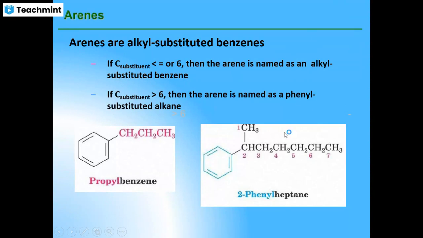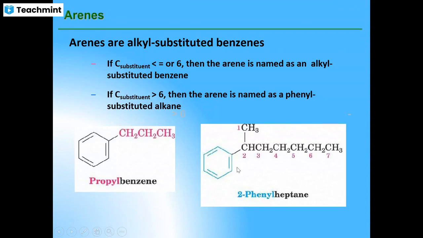The next one: if the carbon substituent is more than 6, then the arene is named as a phenyl substituted alkane. So here in the second case you can see that this benzene is used as a substituent on heptane. So we just have to indicate the position of this phenyl group, benzene.